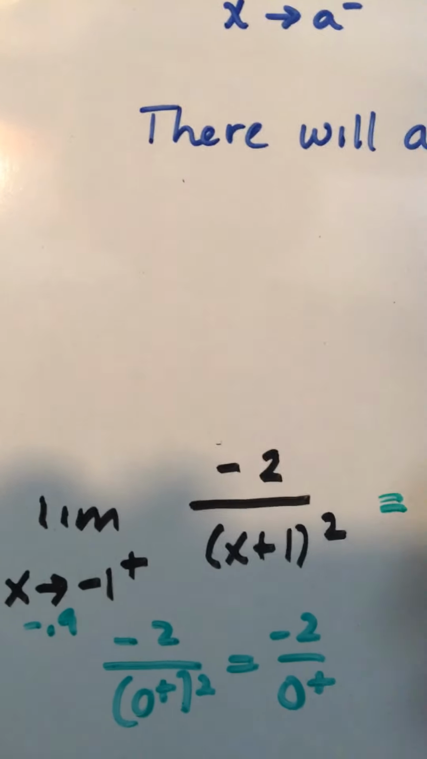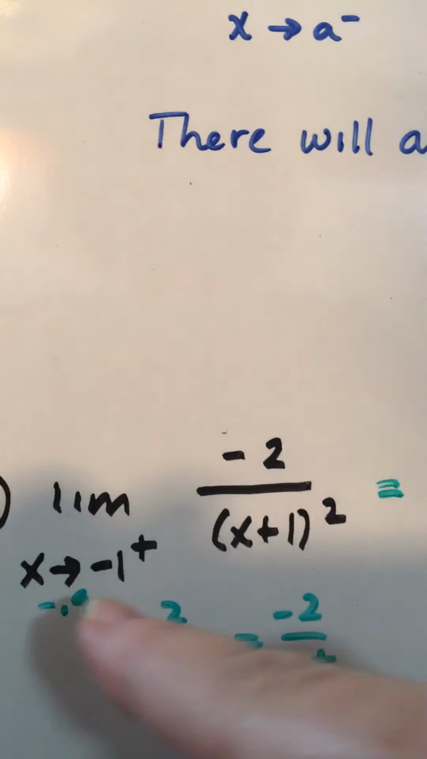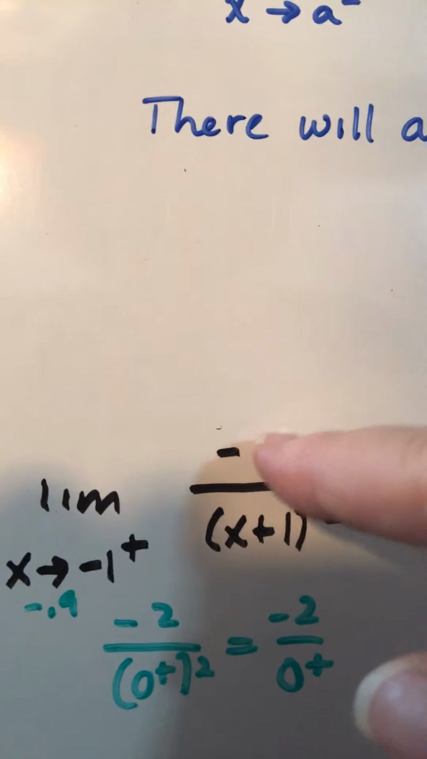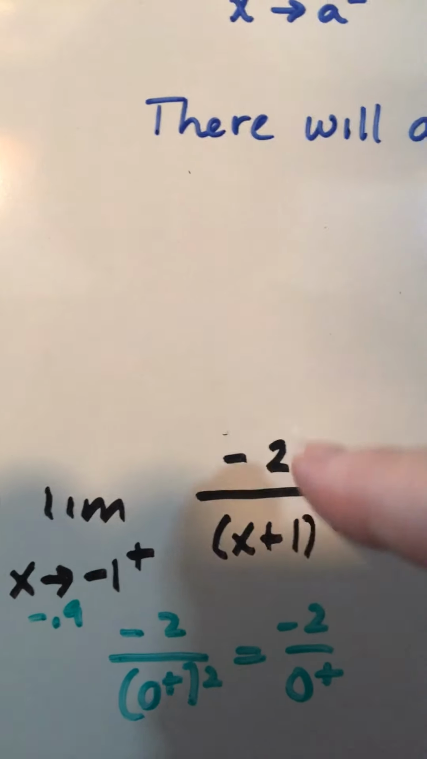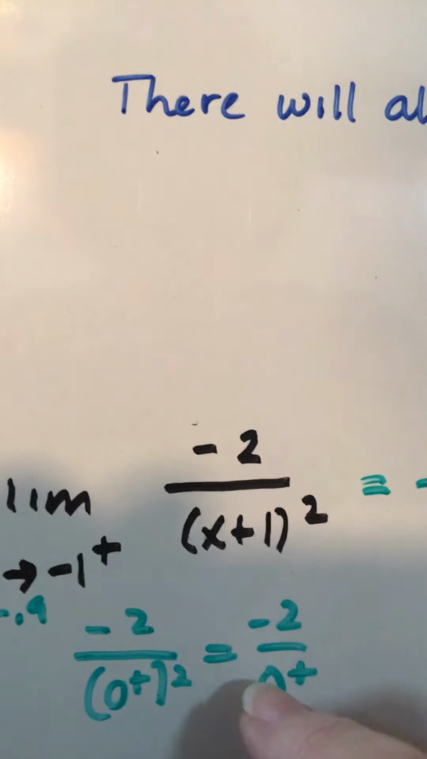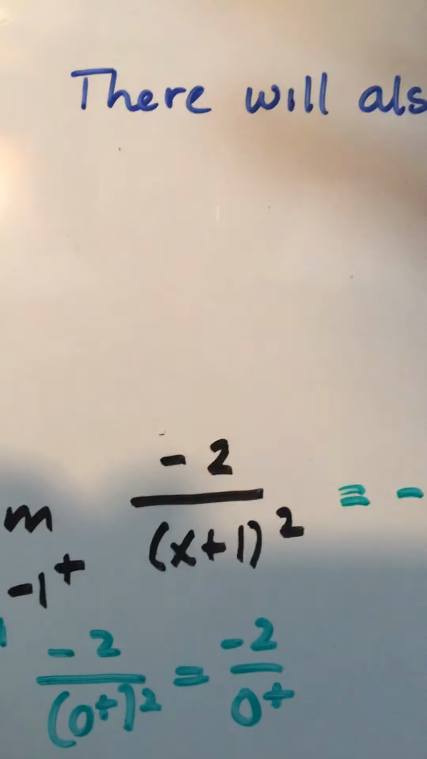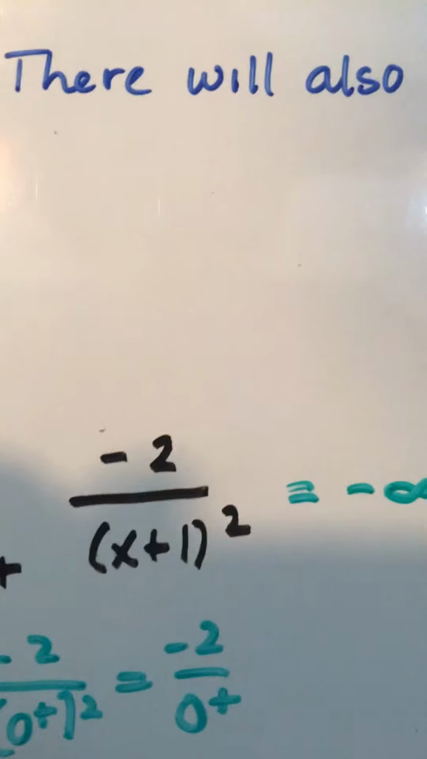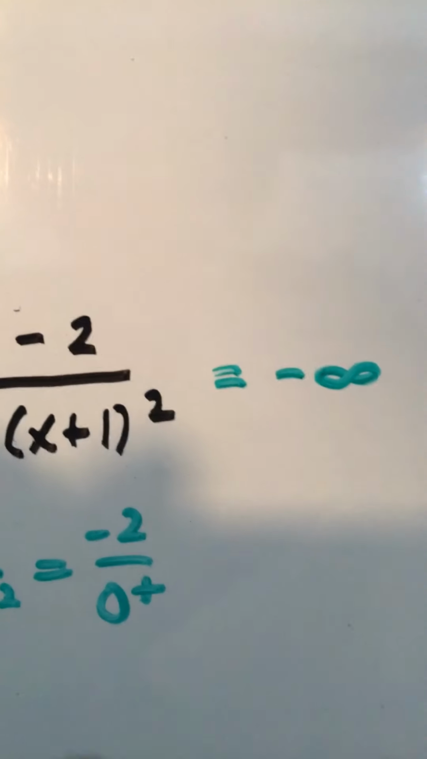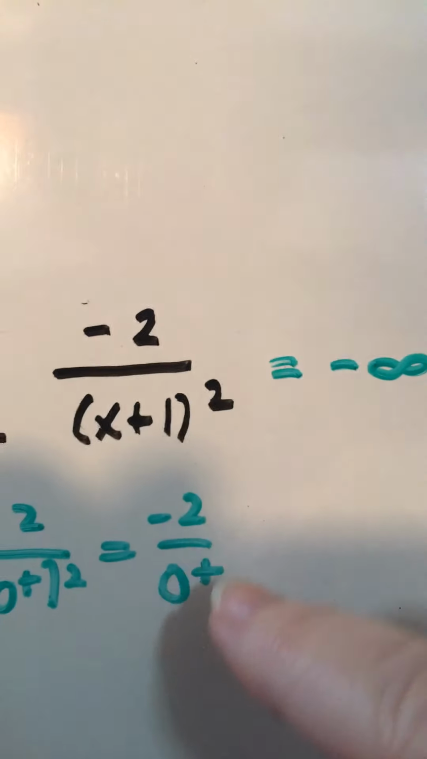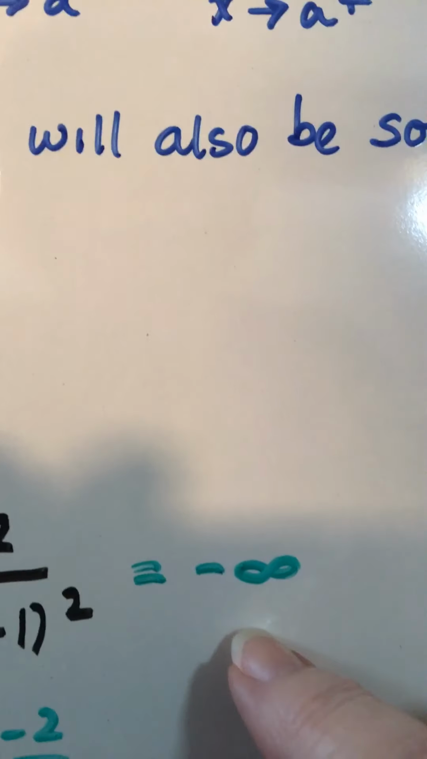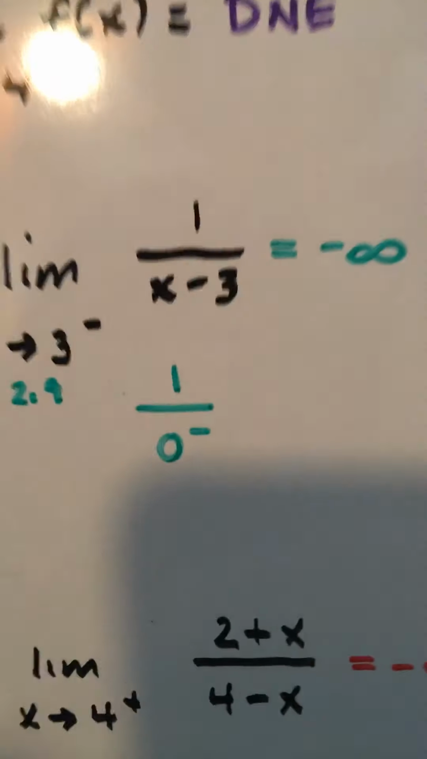Next one, I'm just considering the right side. First, I plug in -1. -2 over 0. At this point, I could have stopped and not done all of this work because that's a square. And a 0 squared, whether it was really a negative number or a positive number, is always going to be a positive. So -2 over 0 positive yields negative infinity.